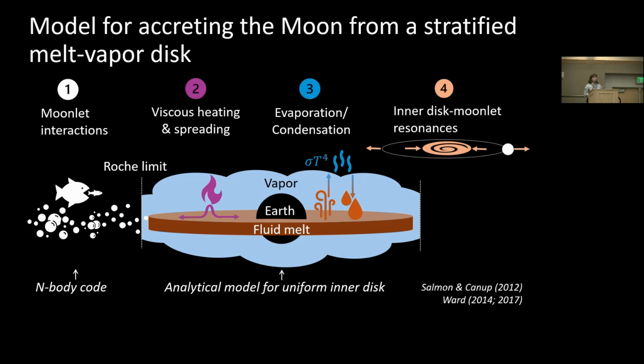This is a fun one. Sometimes moonlets are in resonance with a location within the disk. There's a torque, so the inner disk will be radially confined, and then the back reaction will push the moonlets outwards. Lastly, when the melt viscously spreads beyond the Roche limit, we take the bit of mass that's kind of overhanging, we remove it from the melt and make a couple new clumps and turn those into new moonlets in our n-body code. All right, so that's our accretion model.